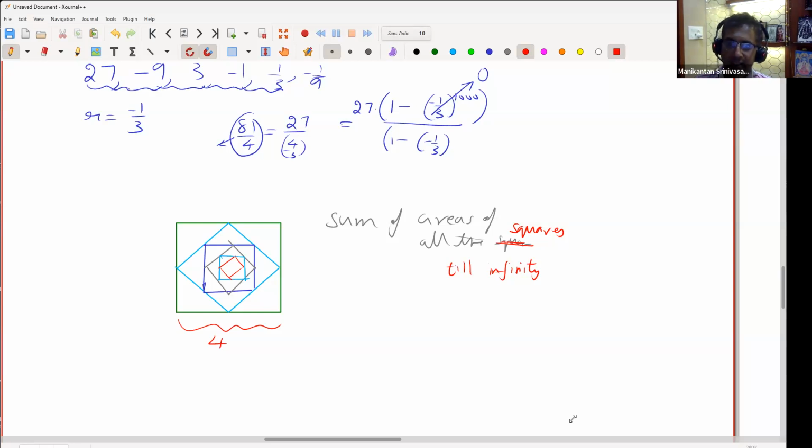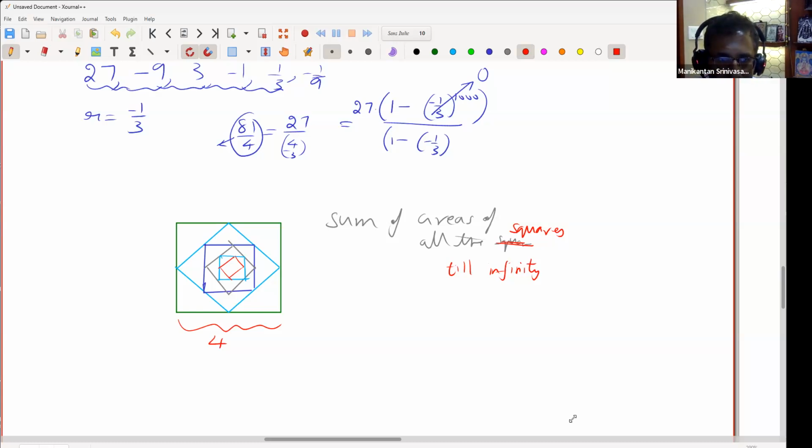Arya, what is the side length of the second square? The outer square, the green square, has a side length of 4. What is the side length of the second square? I got 2 root 2. 2 root 2. Did everyone get 2 root 2? That part is easy, right?